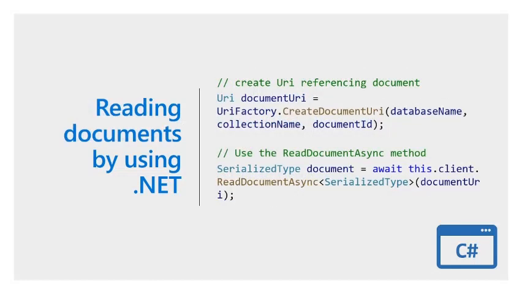In the next example, you can also create URIs to access resources such as a database or individual items or documents. Here we read a specific document and serialize it to a C# type by creating a URI for that document. So we create a document URI and then use the read document method with ReadDocumentAsync and the serialized type, using this document URI. So it is serialized to this specific type.